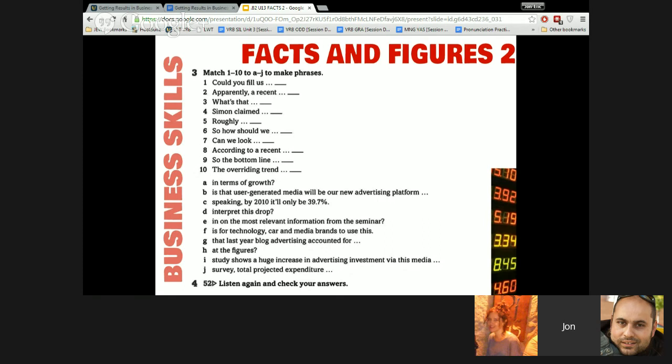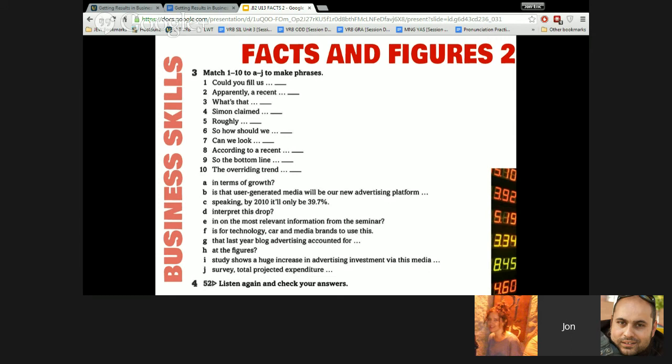Most relevant information from the seminar. Exactly. So in on is correct, and you can see it there in letter E. That's it. But what does this expression mean? You tell me. What do you think it means? I'll tell you if you're right. Fill us in. Relevant information. Try to substitute it with another word.